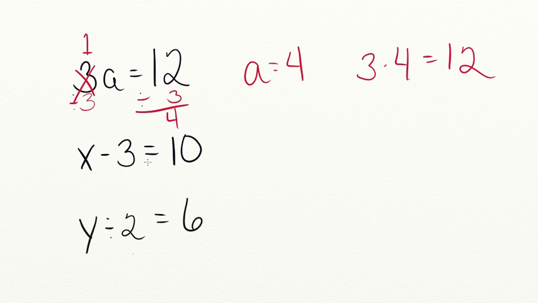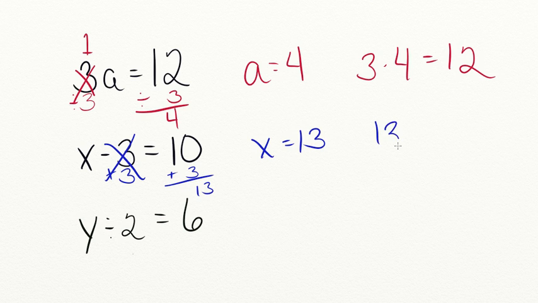x minus 3 equals 10. Well, the inverse of subtraction is addition, so we're going to add 3 to the left and add 3 to the right. Our 3's cancel out, and that gives us 10 plus 3 on the right, which has a value of 13. So x equals 13. Again, always check your work. So we need to know that 13 minus 3 equals 10. And it does. All right, last problem.